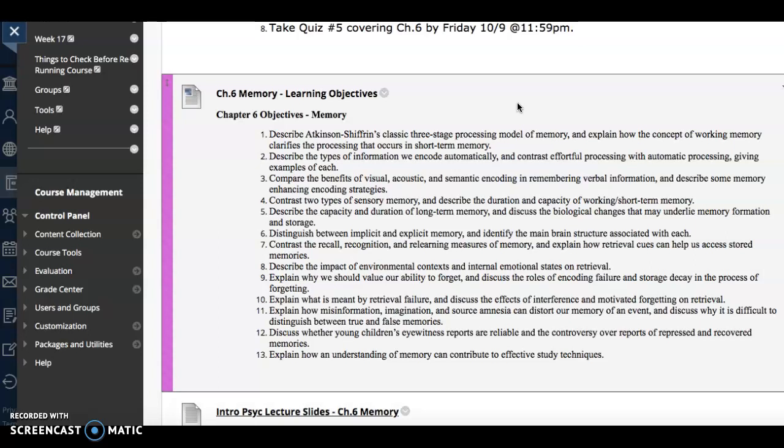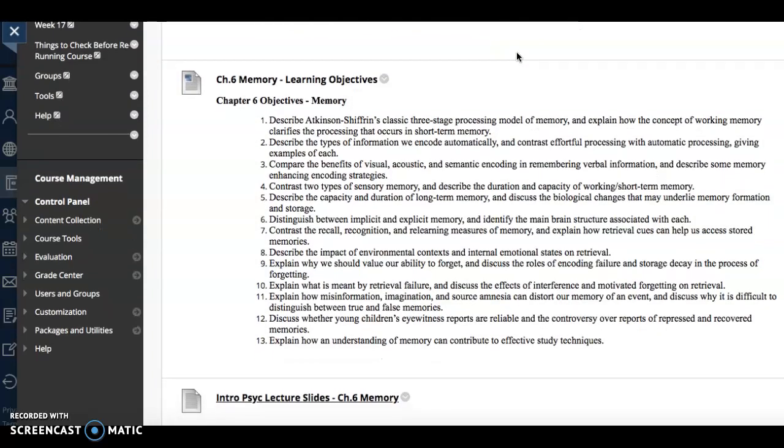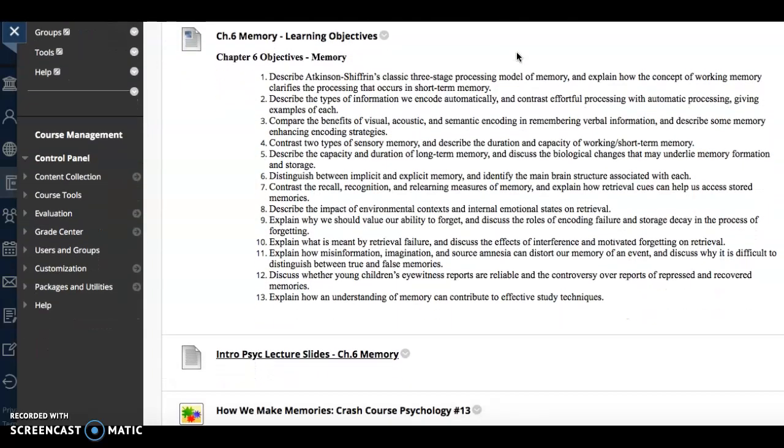So be able to, and also, what are some strategies for enhancing encoding, getting information into the brain? What are some strategies for that? And this is a really interesting chapter because basically when you're doing that, you're getting better at encoding, which will hopefully help you in terms of studying for tests. So take a look at those various methods, and then contrast two types of sensory memory.